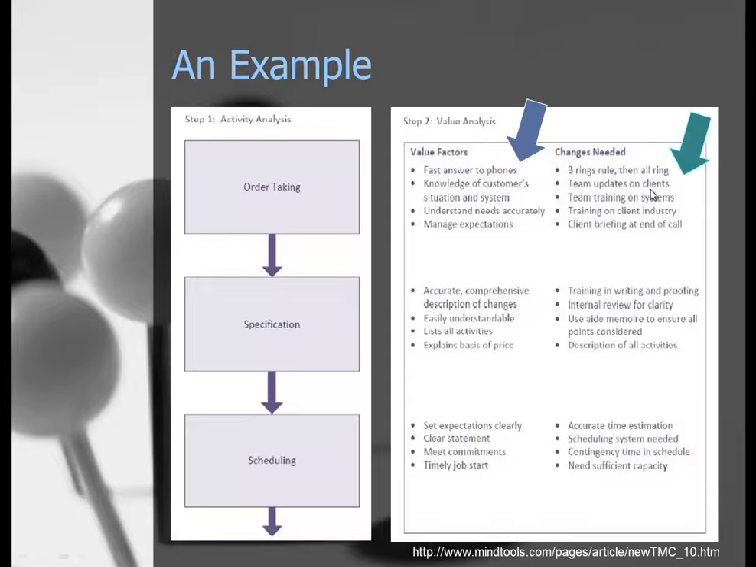Team updates on clients so that there is a clear understanding of each of the client's situation and needs. Training on systems. So that is a non-client facing activity. Training on client industry, again, non-client facing. And client briefings at the ends of the calls. And that can, depending on how it's done, be both client facing and non-client facing. But the 3 rings rule, very client facing, right?